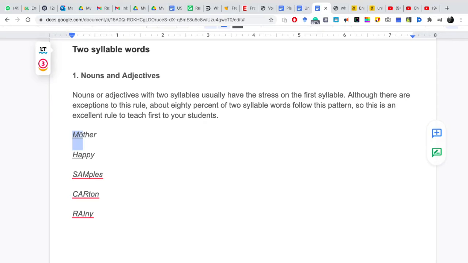This is where you put into practice the trust your ears, not your eyes strategy, because it helps you identify the music of words. Mother, happy, samples, carton, rainy. The stress goes on the first syllable because we are talking about nouns and adjectives.